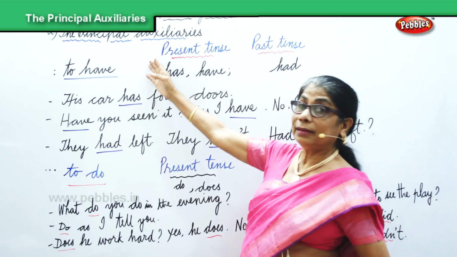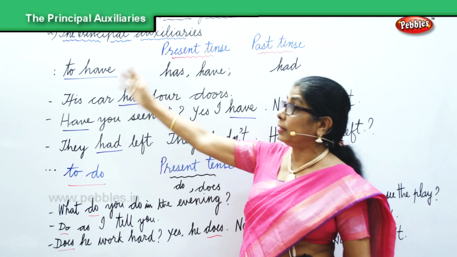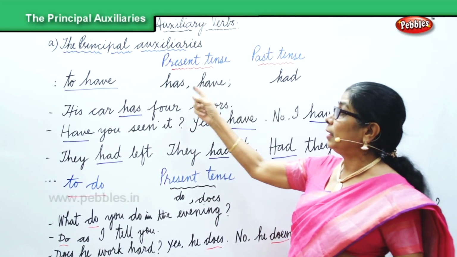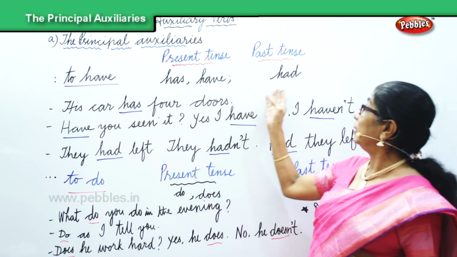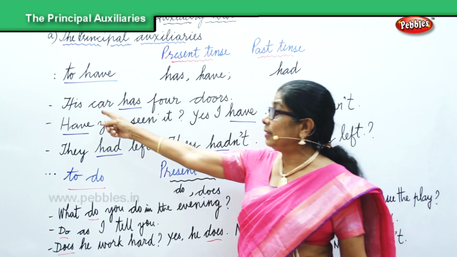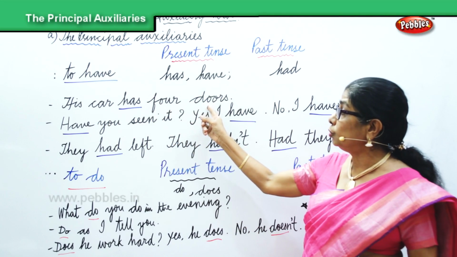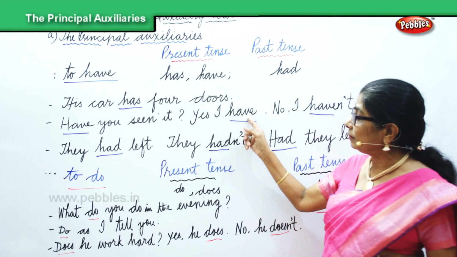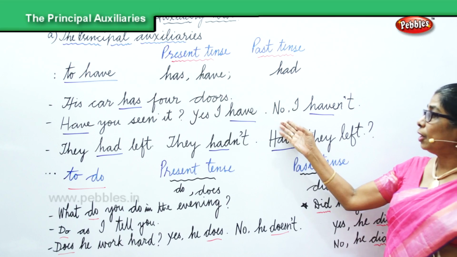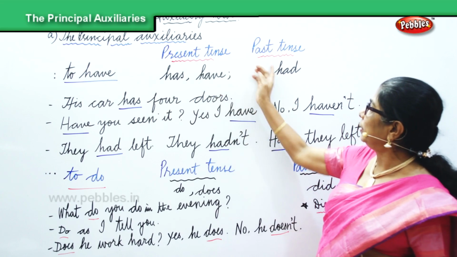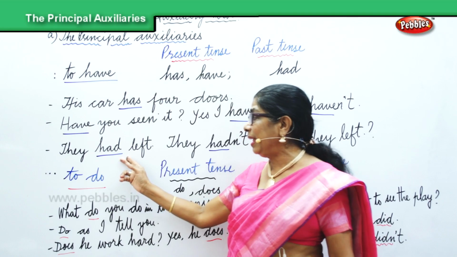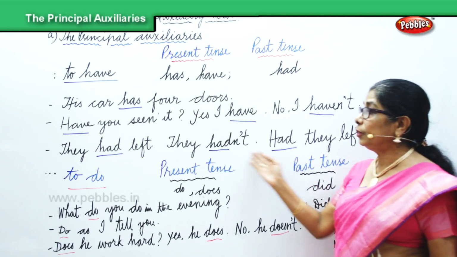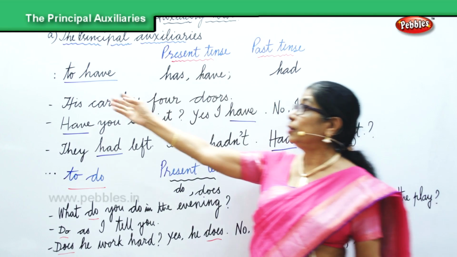We are looking at the continuation of principal auxiliaries. In "to have", we have three verbs. In the present tense, has and have. In the past tense, had. His car has 4 doors. Have you seen it? Yes, I have. No, I haven't. In the past tense, you have had. They had left. They hadn't. Had they left?